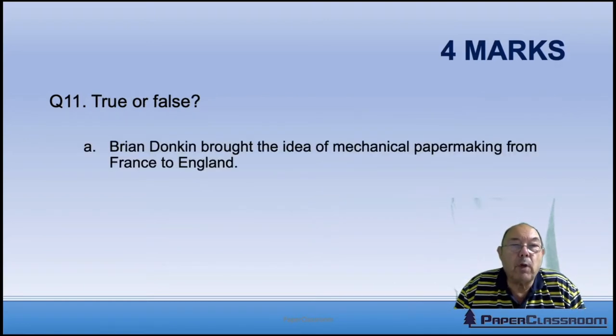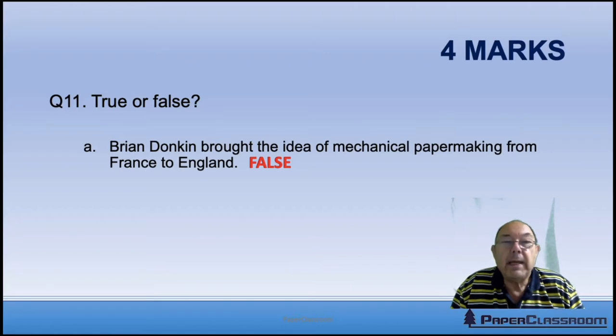Question 11. True or false? Brian Donkin brought the idea of mechanical paper making from France to England. False. He was actually the guy who took the French machine and made it work. He developed it, he put the effort in, and he developed the first commercially successful paper machine.